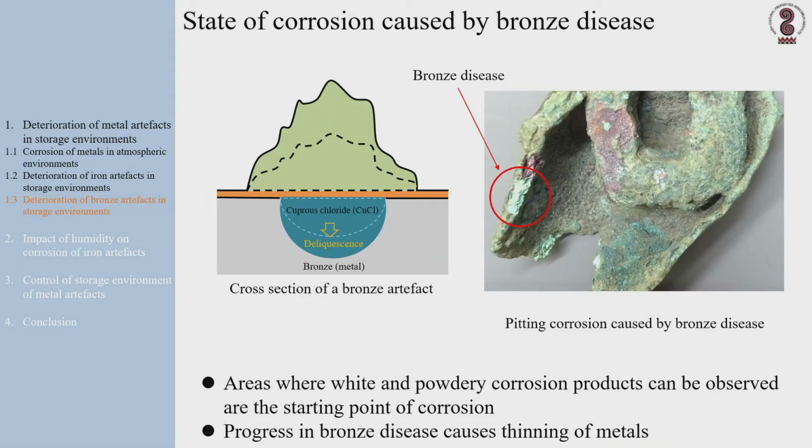The whitish-green corrosion products on the surface of this bronze artifact, shown in the image on the right, are corrosion products such as basic copper chloride that were produced in the process of the development of the bronze disease. At the bottom of the area where basic copper chloride exists, the thinning of the bronze is likely progressing due to bronze disease.